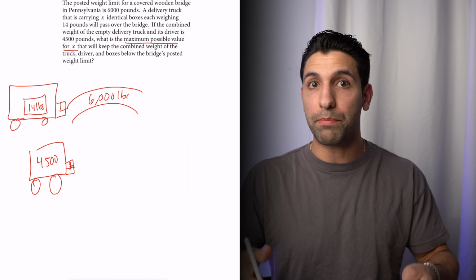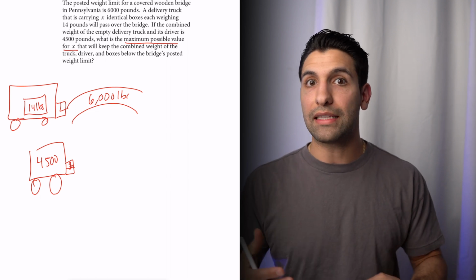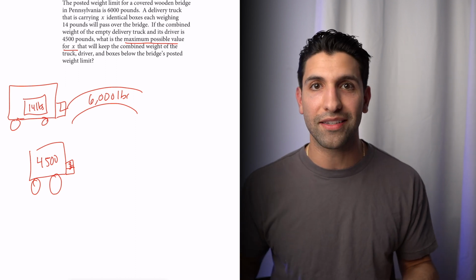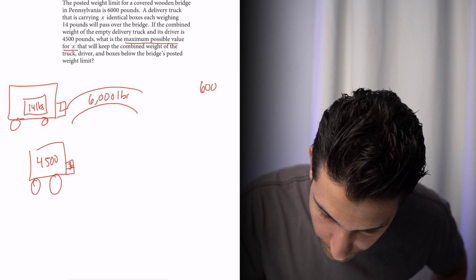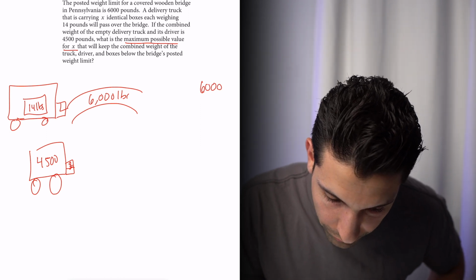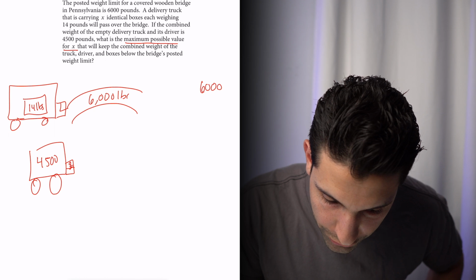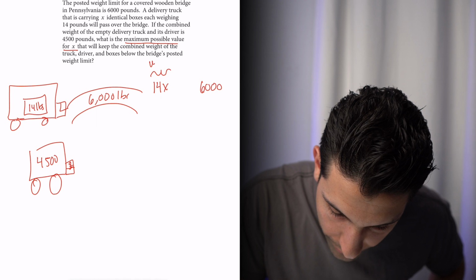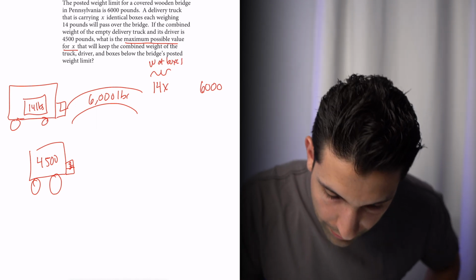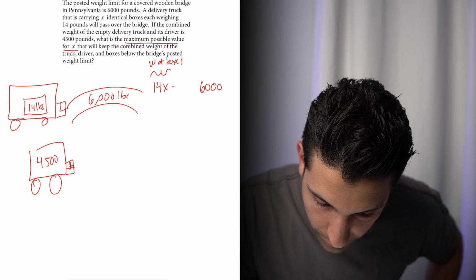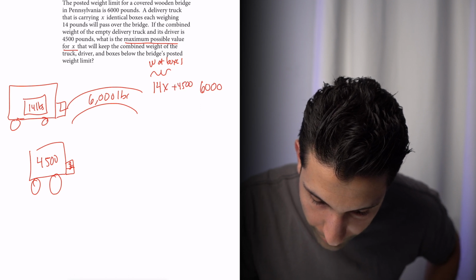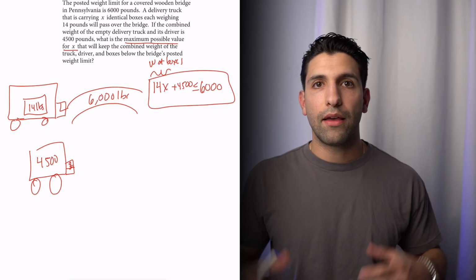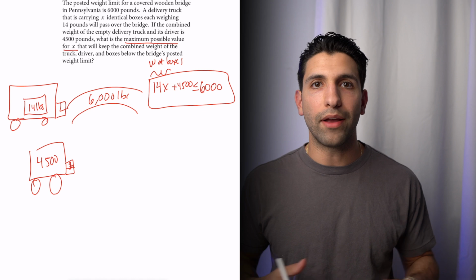Now I could draw all these pictures, but if I wanted to do it quicker, and let's say I didn't need the pictures or I had the pictures in my head, this is what it would look like if we were to write down these equations. So I've got something that is 6,000 pounds, which is the bridge. And then it's saying a delivery truck is carrying X identical boxes, each weighing 14 pounds. So I got 14X over here. This is the weight of boxes. And then I have the combined weight of the truck is 4,500 pounds with the truck and driver, and I need that to be less than or equal to 6,000. This is the equation that I'm working with. I need to basically solve for X at that point, and then I would get my answer.